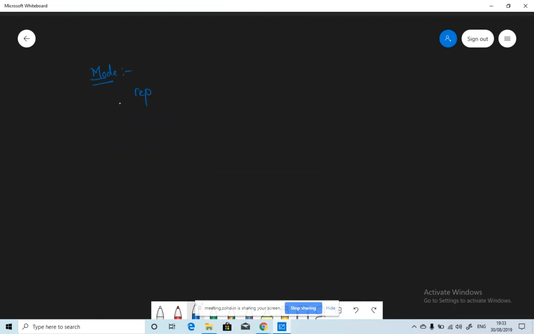Mode is nothing but the repeated item in the given list or data. Now, let us take an example: 1, 2, 3, 4, 5, and 5. What is the mode? Mode will be 5.